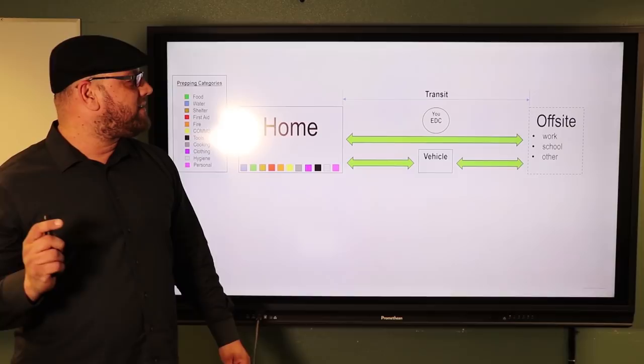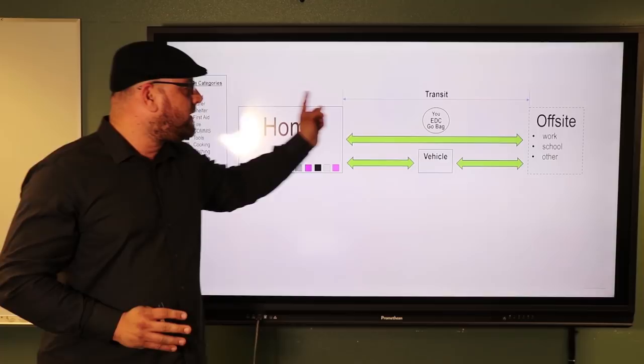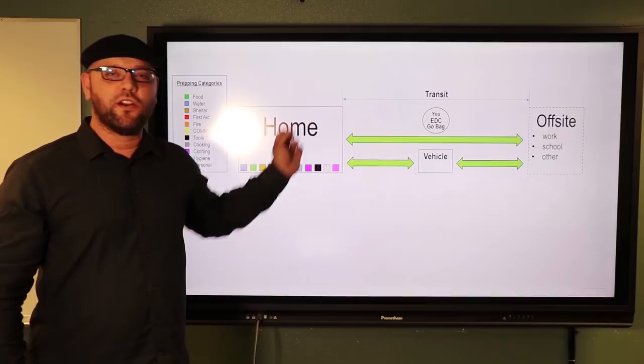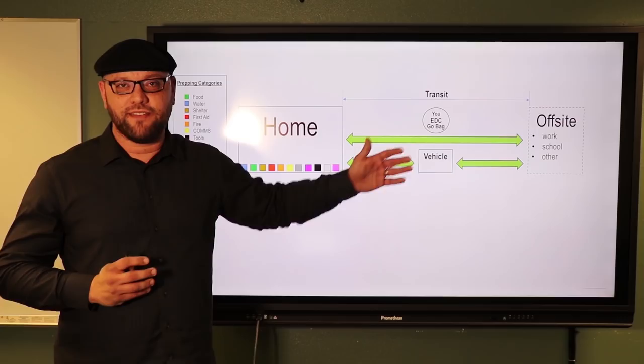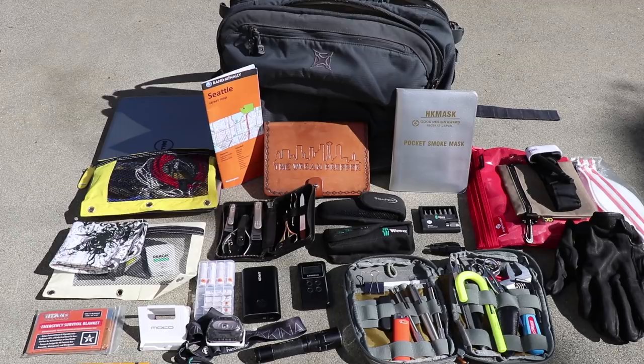Now let's start expanding some of the items that we carry as part of our EDC, and that could be something called a go bag. So a go bag is something that you might carry with you as you're going through transits, as you're going from home to your offsite location. So going from home to school or home to work. Most people like having some sort of go bag that expands upon what they could carry in their pockets. For me, I commute or transit to work, and I like having my EDC messenger bag, which is a commuter bag that I use with my office laptop in addition to additional supplies.